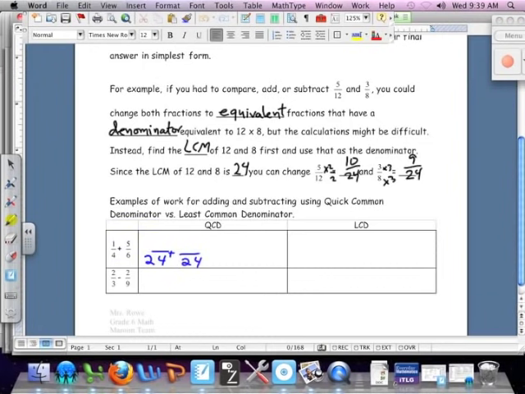So 1/4 is equivalent to how many 24ths? You, sir? 6 24ths. And 5/6 is equivalent to how many 24ths? Yes, ma'am? 20. So now I have same size pieces. Now I can add them up. And when I add them up, I get 26 24ths. So that's not proper, because that's an improper fraction, and it's not simplified.